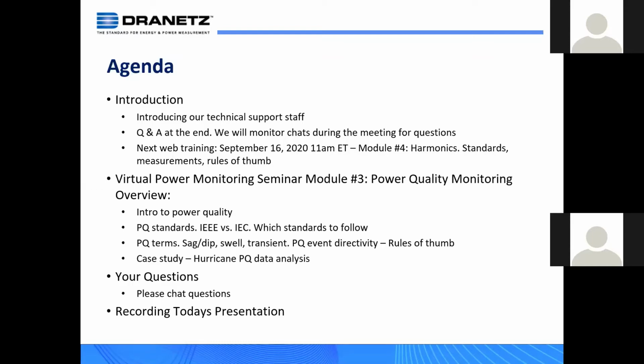Our last web meeting in this series will be the following Wednesday after that. I believe that's the 23rd. We'll wrap up our complete power monitoring seminar and do our last module, and that'll be how to do a power survey. So it wraps everything together that we've spoken about before, and I've just summarized it into the systematic steps on how to do a power survey. And so, whether it be energy, whether it be power quality, what are the steps that you need to follow?